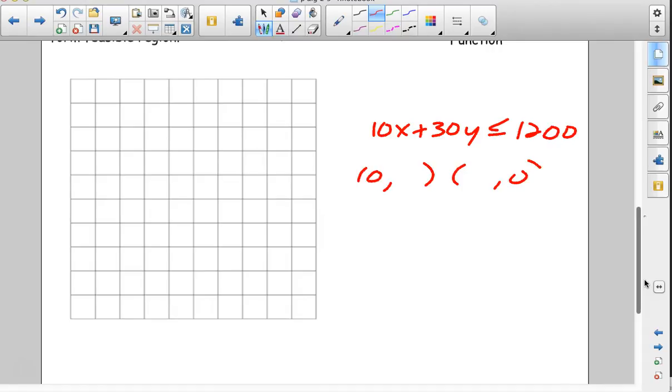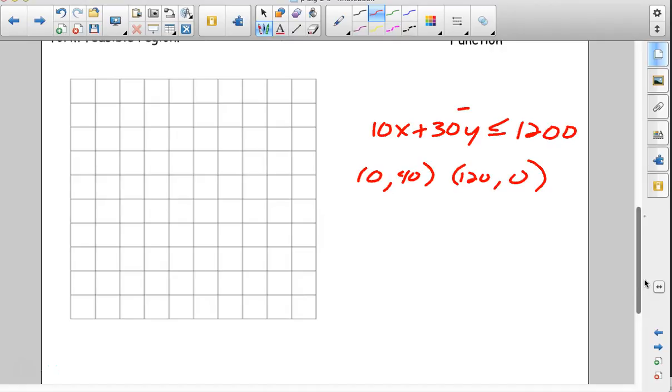And this is in standard form. So I can go ahead and use my zeros and say, hey, if this is 0, this is gone. So 30 times something is 1200. That something is going to be 40. And then if there are 0 y's, take a look at that and realize that's going to have to be 120. So I start to get a feel for what I'm going to need to graph.